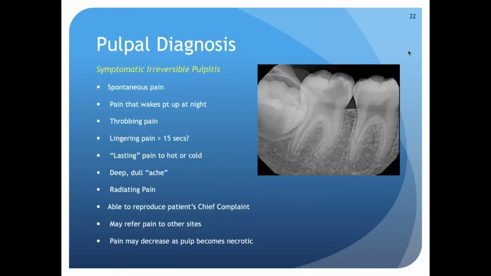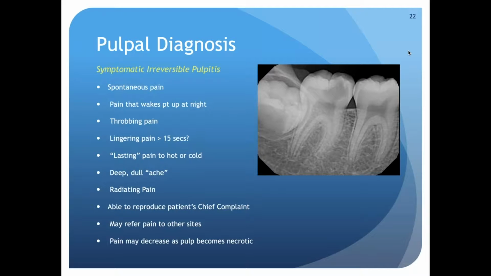Our next pulpal diagnosis is kind of our classic toothache. That's our symptomatic irreversible pulpitis. So we're going to have spontaneous pain, the pain that wakes the patient up. It can be throbbing. Changes in position can make it worse. If the patient puts their head down below their heart, maybe that hurts more. The pain lasts when they drink something hot or cold. Often the nature of the pain is like a deep, dull ache. The classic, it's radiating to the patient's ear.